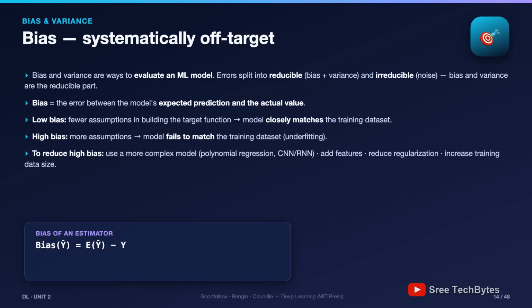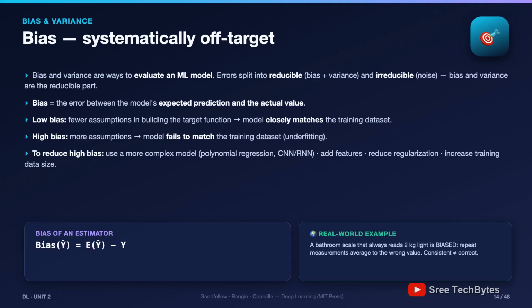Low bias, few assumptions, model hugs the training data. High bias, too many assumptions, model can't even match training data. Hello, underfitting. To reduce high bias, use a more complex model, add features, ease off regularization, get more data.